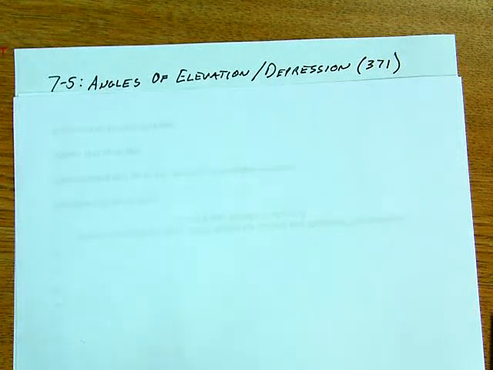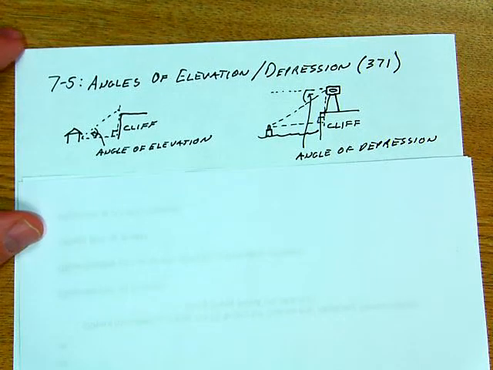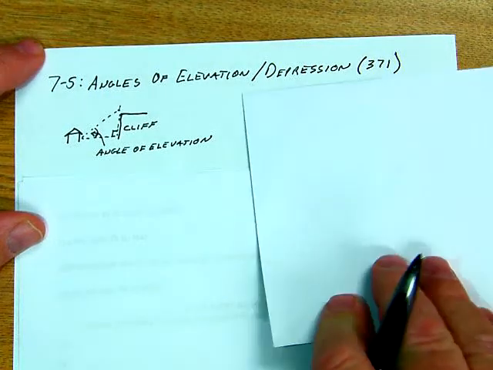Okay, let's talk about section 7.5, angles of elevation and angles of depression, page 371 in your book. Well, what is an angle of elevation and an angle of depression? Let's first look at the left-hand picture here.